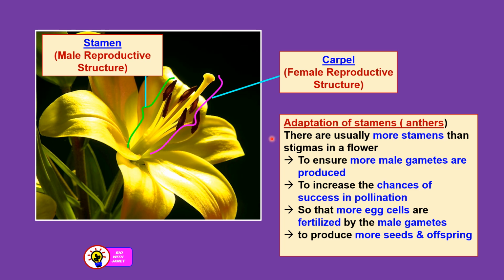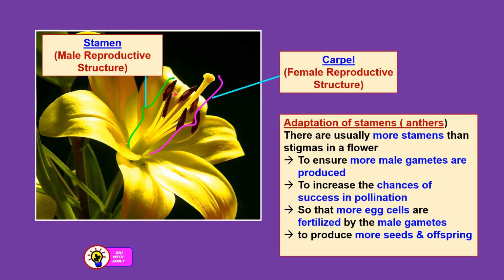Now, there's one adaptation here. That is, there are usually more stamens than stigmas or carpels in the flower. So there are 6 stamens and only 1 carpel or 1 stigma. Why is that so? The more stamens there are, the more male gametes will be produced in the anthers, right?